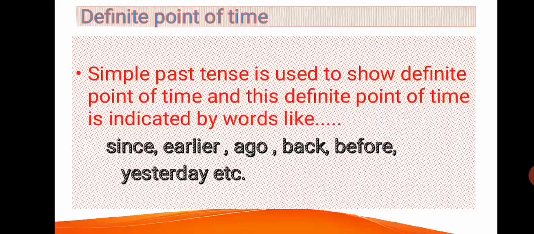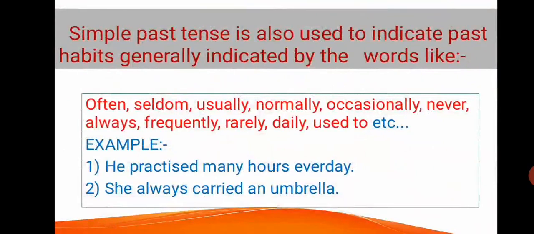Now let us see a few more things about it. Simple past tense is also used for a past habit. Past habit can generally be indicated by a few words like often, seldom, usually, normally, generally, occasionally, sometimes, never, always, frequently, rarely, daily, used to, etc. Basically, these words show that a past habit is indicated. Let us try to understand these words and the tense with examples.